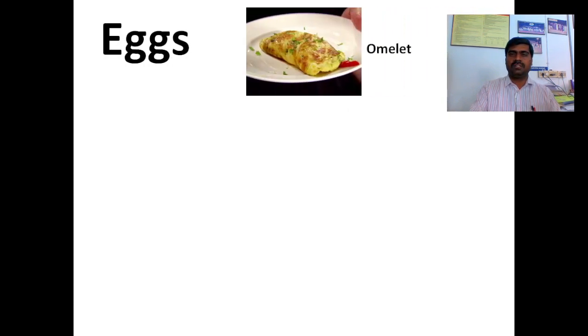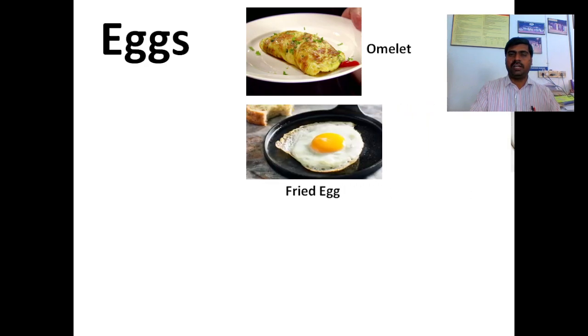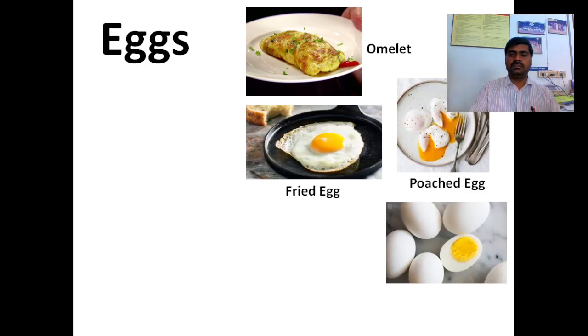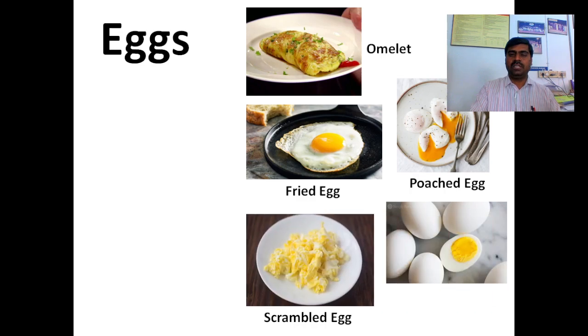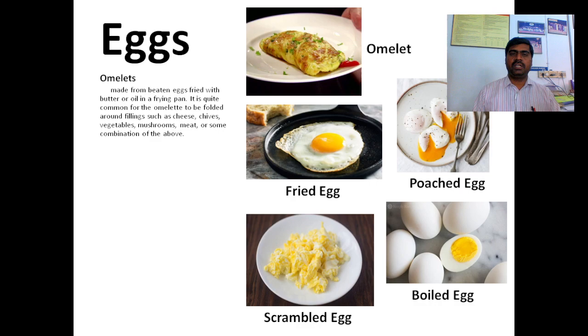Next is egg. We serve omelette, fried eggs, poached eggs, scrambled eggs, boiled eggs. Omelette is made from beaten egg fried with butter or oil in a frying pan. It is quite common for the omelette to be folded around fillings such as cheese, chives, vegetables, mushrooms, meat or some combination of the above.